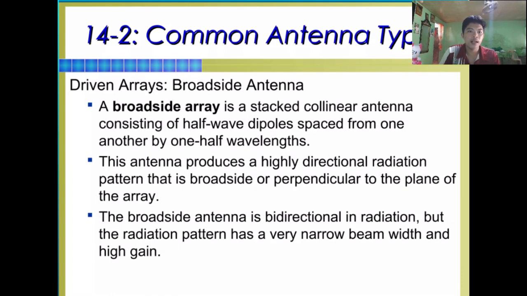Broadside antenna. A broadside array is a stacked collinear antenna consisting of half-wave dipoles spaced from one another by one-half wavelength. This antenna produces a highly directional radiation pattern that is broadside, or perpendicular, to the plane of the array. The broadside antenna is bidirectional in radiation, but the radiation pattern has a very narrow beam width and high gain.